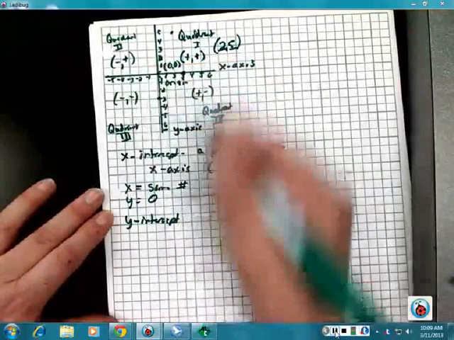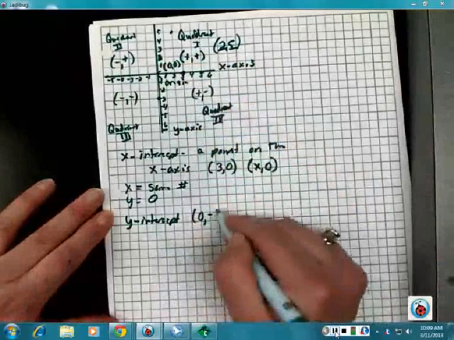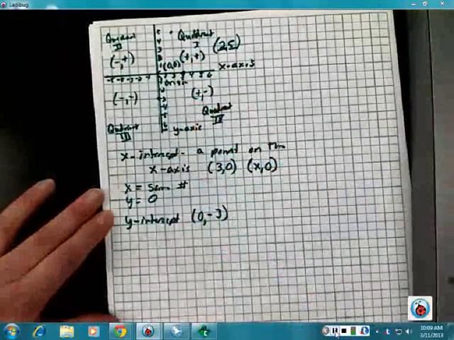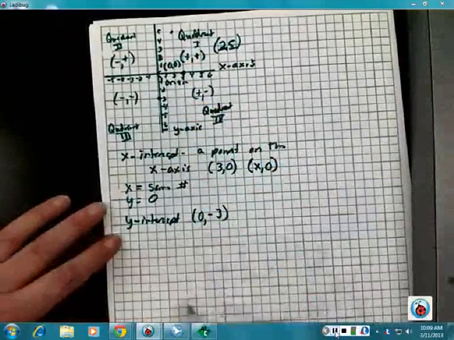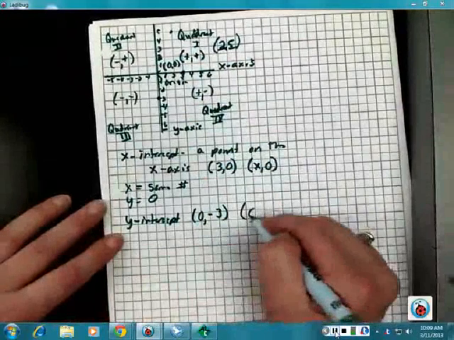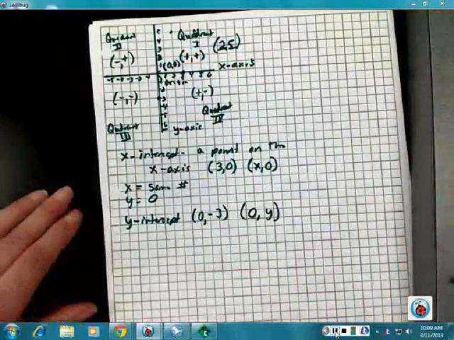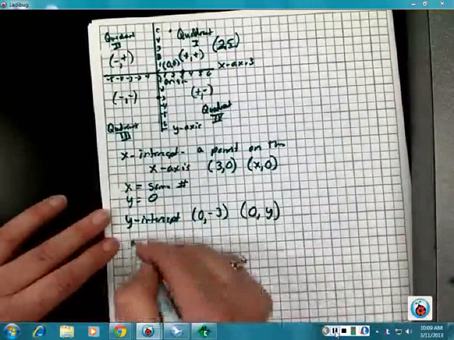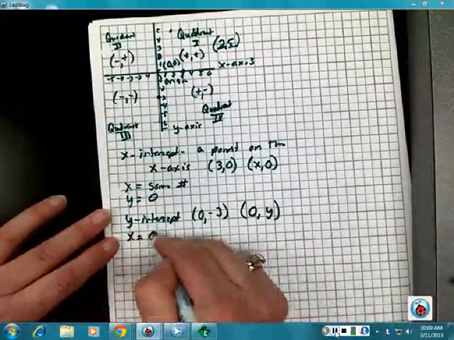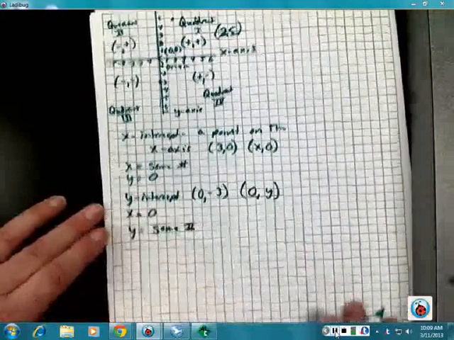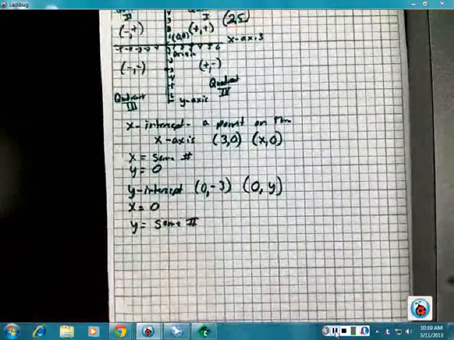No. So x is 0, but y is some value that I happen to have. So in this case, for a y-intercept, x is going to be 0, but y can be any number that it needs to be a y-intercept. So it's going to cross at that. So x is equal to 0, and y is going to equal some number. And so you've got a little difference going on there between x and y-intercepts.